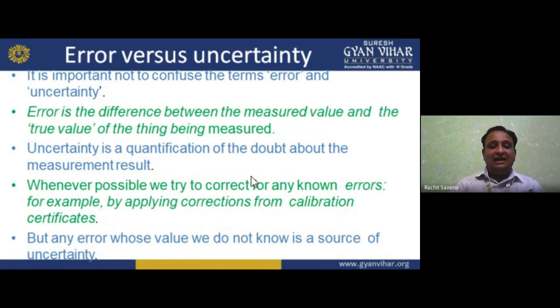But any error whose value we do not know is a source of uncertainty. Errors can be random, systematic, dynamic, and composite, so many errors we have. Any error whose value we don't know is a source of uncertainty. So this is all about the lecture.